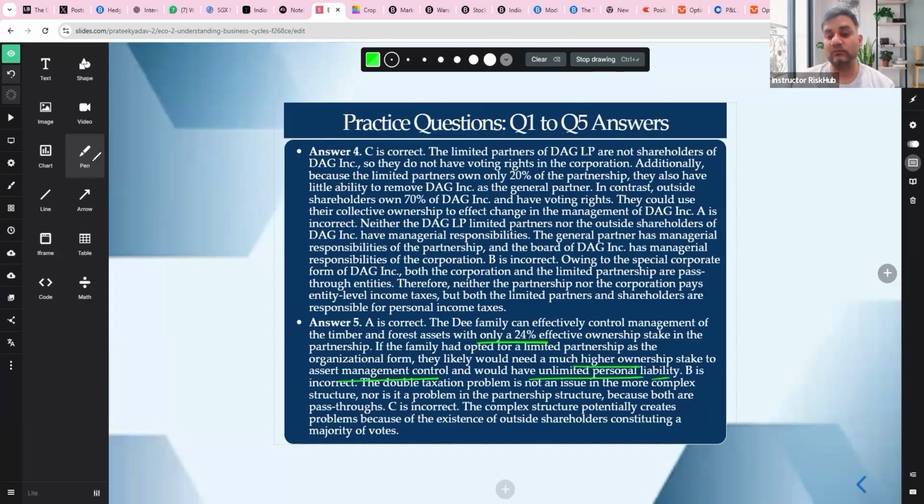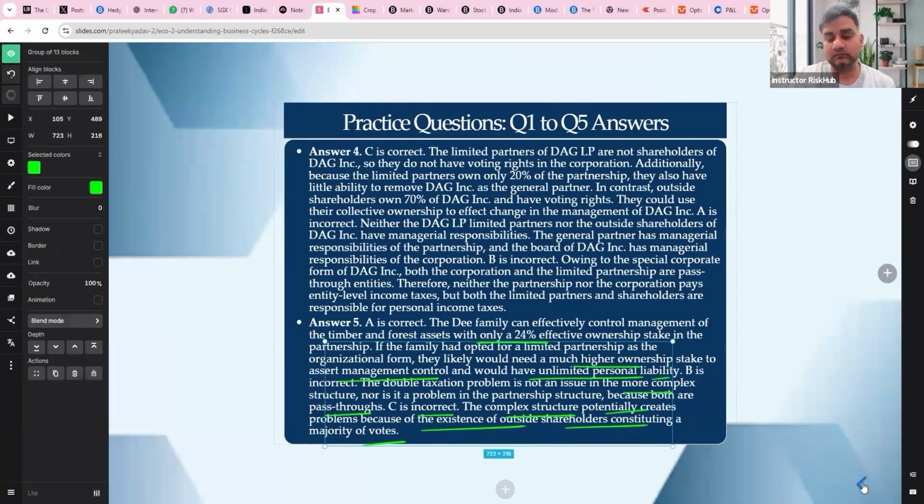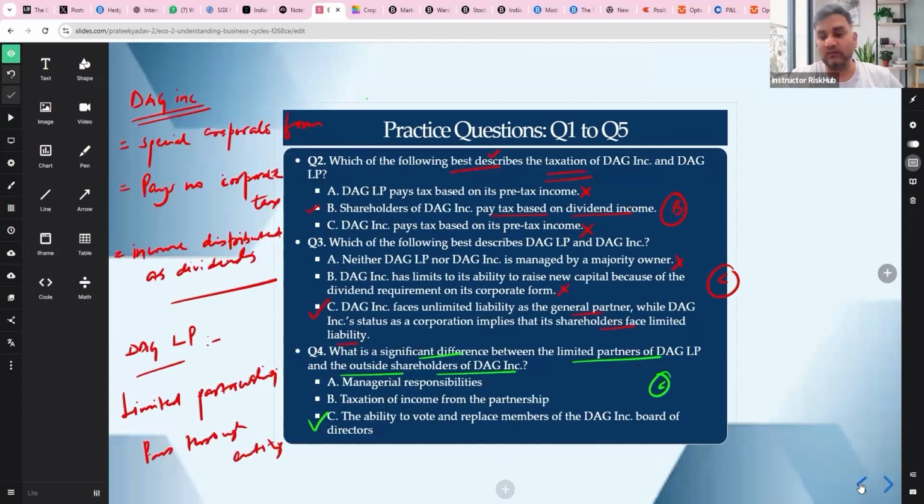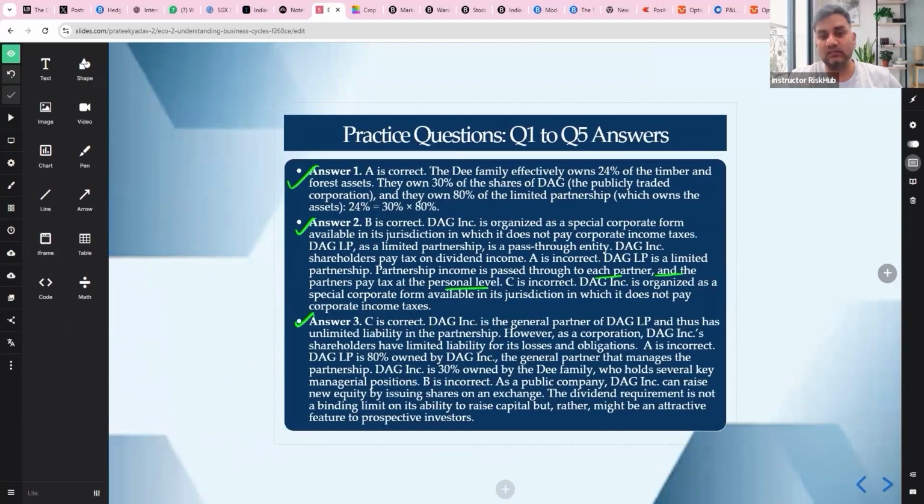B is incorrect. The double taxation problem is not an issue in the more complex pass-through. C is incorrect, because the complex structure potentially creates a problem because of the existence of outside shareholders, right? So that's what we have. The fifth was A. It provides management control without the need for majority ownership by the family while maintaining limited liability, right? So that's it, guys. Just 5 questions, right? This chapter is very small, but if you're doing this chapter for the first time, you will be confused. Keep that in mind.